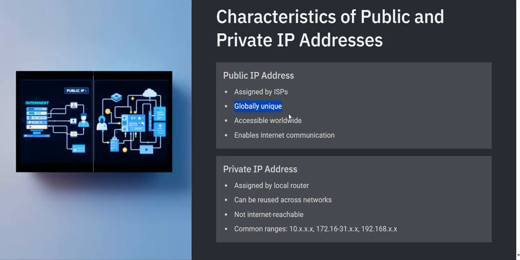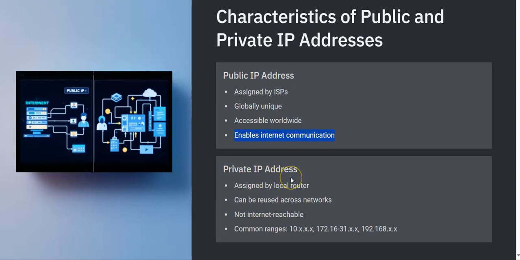This is why you see crime movies and detectives. They can trace a public IP address to your house. It also makes it accessible worldwide. This has to be unique. Otherwise, the data would get lost all over the place. So you'd send for a website and it gets sent to another IP address. It's got to be unique on the internet. Without a public IP address, you can't communicate on the internet.